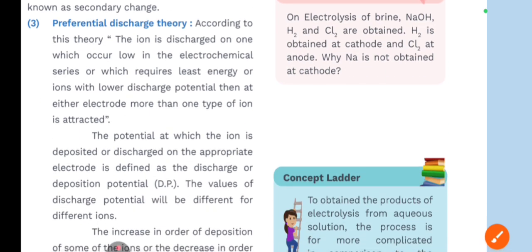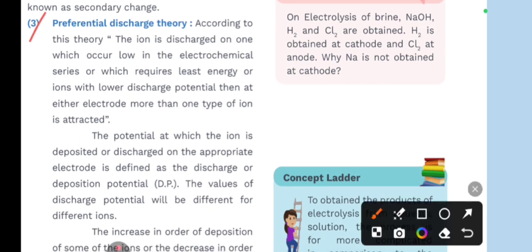So you can see here one term, preferential discharge theory. What is the meaning of this? Suppose two ions are in competition, and they can oxidize; which one can oxidize? Accordingly, how will they oxidize according to the preferential discharge theory?